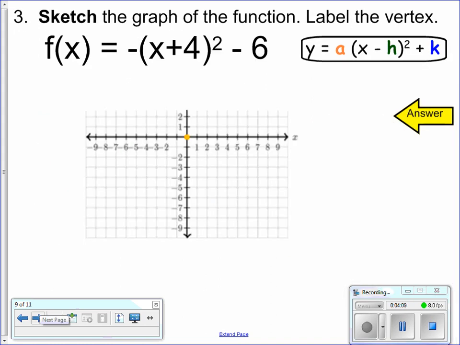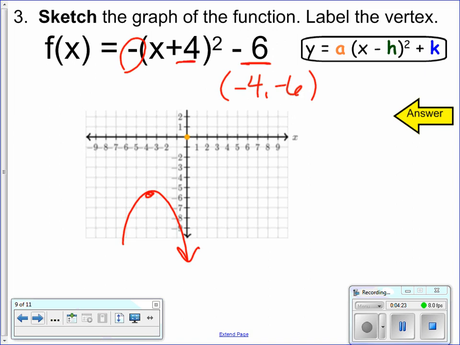So in this one, we're just going to sketch the graph. We have to find the vertex. We'll start with the vertex. So my vertex is negative 4, negative 6. So plot negative 4, negative 6. And then this tells us that it is a downward parabola, with arrows at the ends.